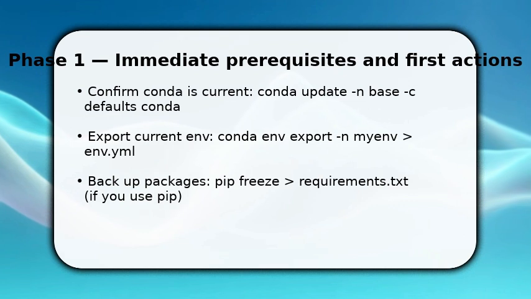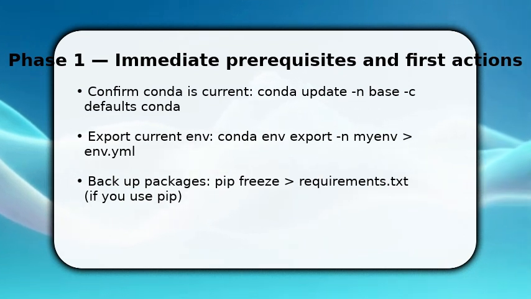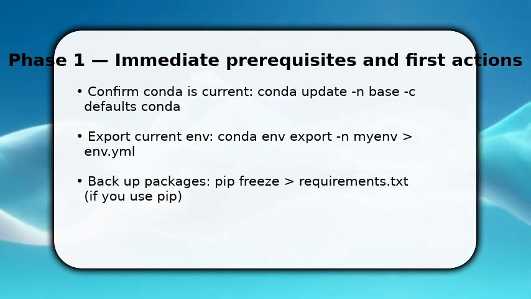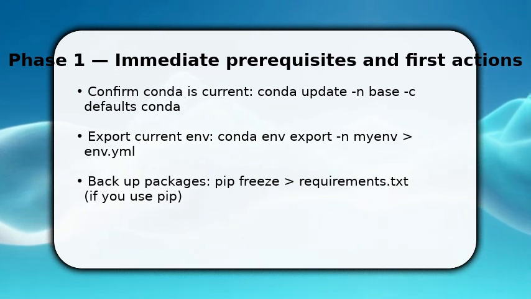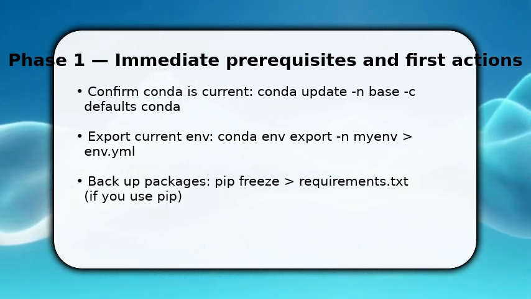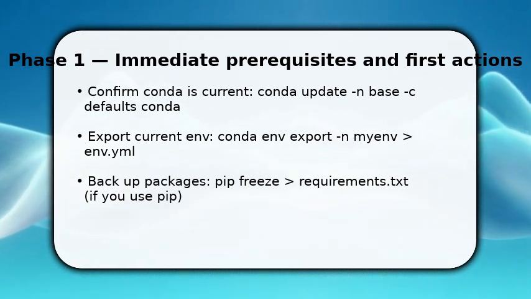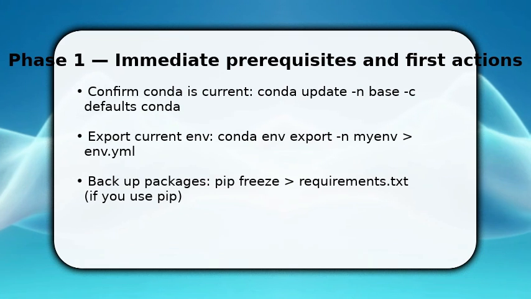Once done, export your existing environment YAML: conda env export -n myenv > env.yml. This records exact package versions. Also, if you used pip, save a fallback: pip freeze > requirements.txt. These steps let you recreate or compare environments, and they avoid losing work when you switch Python versions.